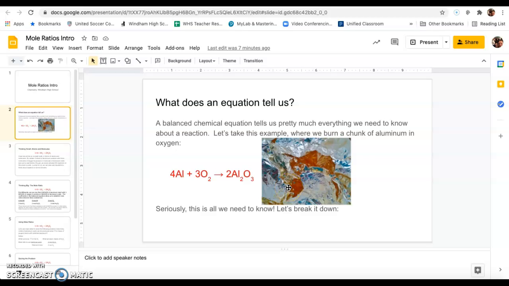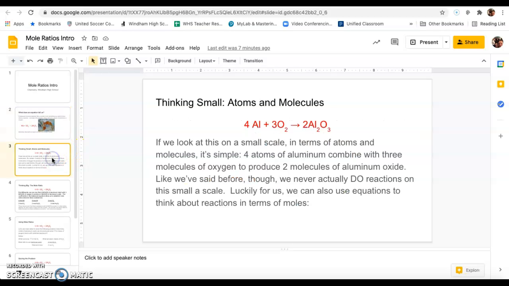It's actually relatively hard to burn aluminum. It's not all that reactive. But if we were able to burn aluminum in a controlled environment, we would produce this compound called aluminum oxide. And this equation will tell us all we need to know about this reaction and the amounts of substances involved. So, the first thing we're going to do is think small. We're going to think about this in terms of atoms and molecules.